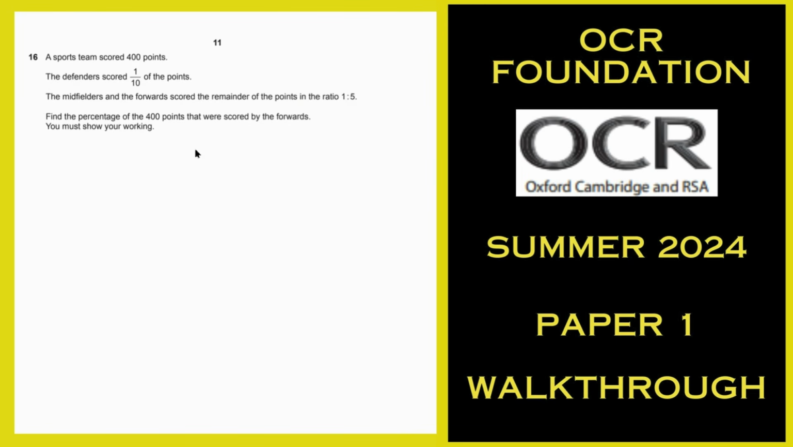On we go. Number 16, another waffly question, calcs at the ready. Again, one line at a time. Sports team scores 400. Great. The defenders scored 1/10 of. Stop. Do some maths. 400 divided by 10 means the defenders scored 40 points. Again, don't read on. That means the rest of the team scored 360 points. Now we can read on.